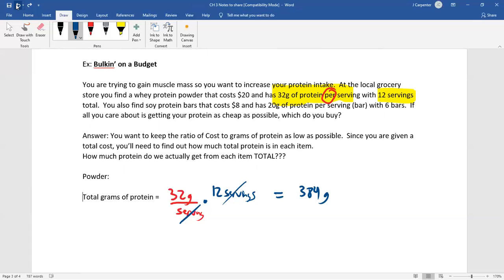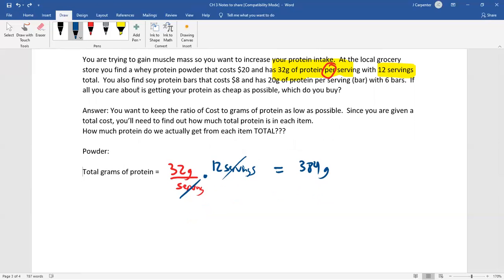We could measure out 20 grams of protein. We could measure out 15 grams of protein. We could eat half the jug in one sitting if we really wanted to, and get about 200 grams of protein. What's that, 198? I'm sorry, 192. I don't know why I said 8. 192.